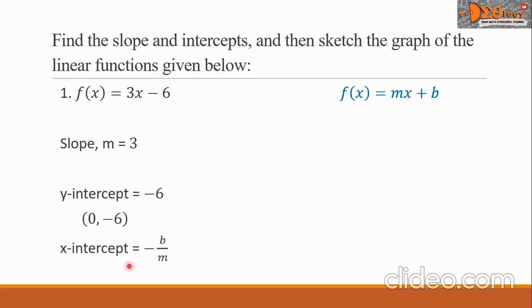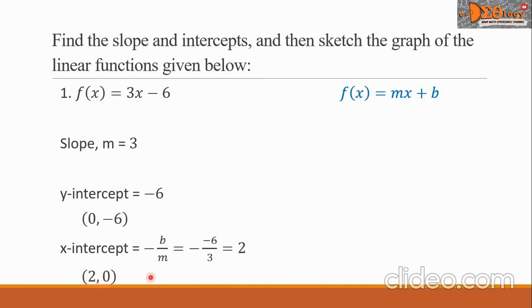For the x-intercept, we're going to use this formula, negative b over m. Substituting the values, this is equal to, first, the b is negative 6 over the m, which is 3. Then this negative and negative becomes positive, and 6 divided by 3 is equal to 2. To show this as an ordered pair, we write (2, 0).